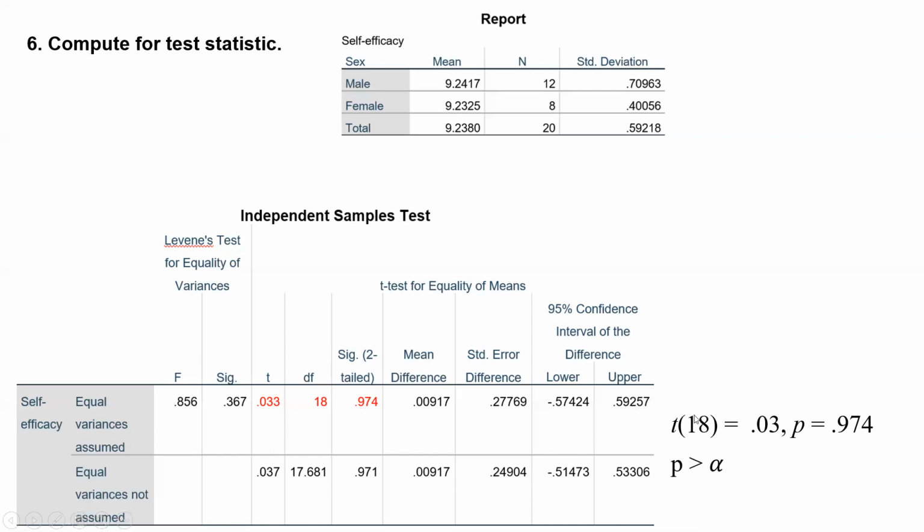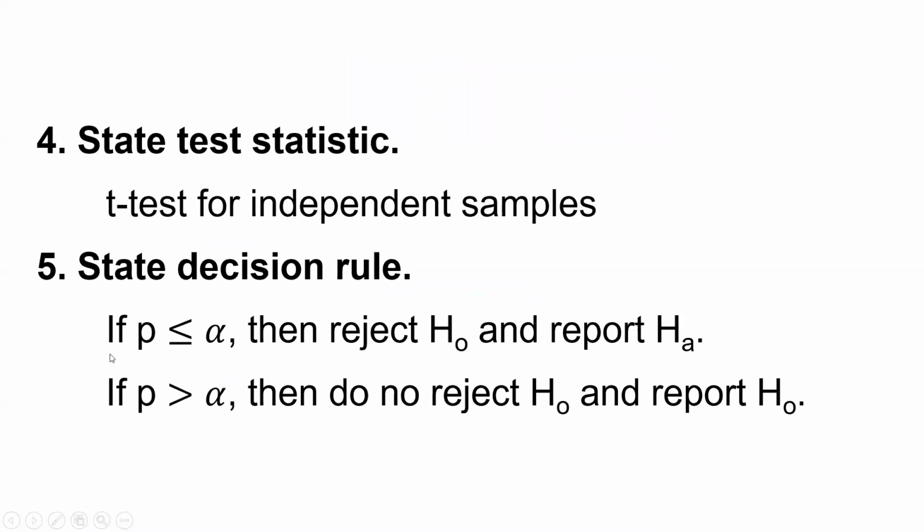And if you could see, our p-value, which is 0.974, is greater than our alpha, which is 0.05. Right? Do you agree, ma'am? Yes, Doc. Okay. And remember, if we go back, what happens if p is greater than alpha? What does it say here if p is greater than alpha?